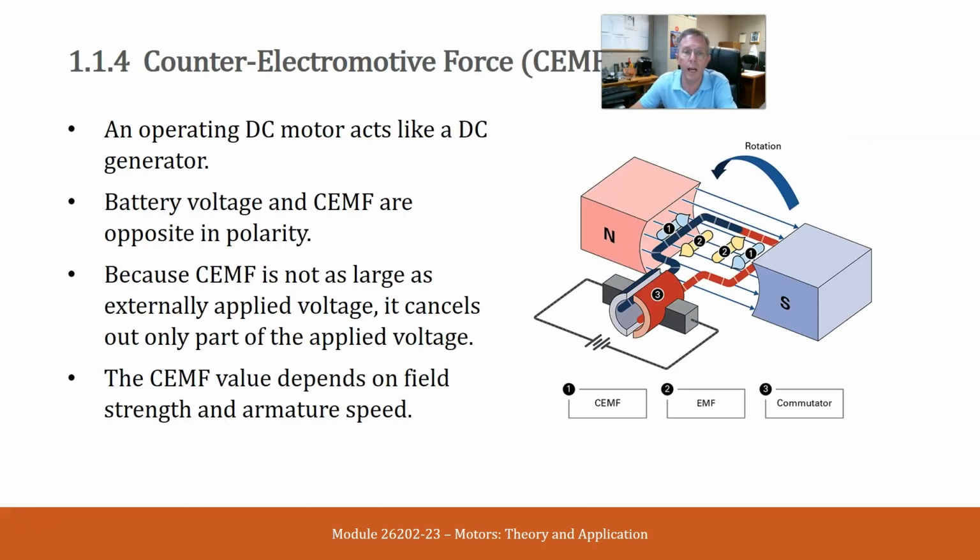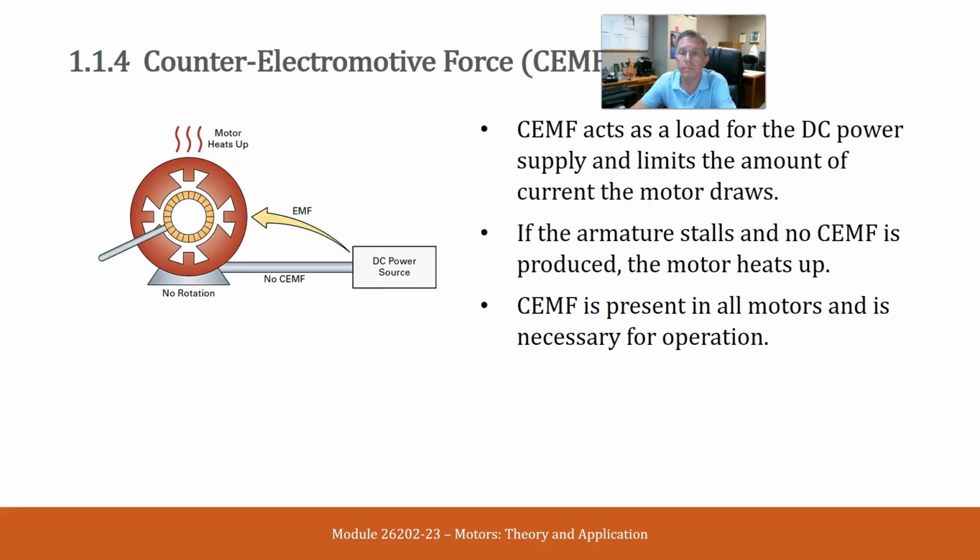An operating DC motor acts like a DC generator. Battery voltage and CEMF are opposite in polarity. Because CEMF, or counter-electromotive force, is not as large as externally applied voltage, it cancels only part of the applied voltage. The CEMF value depends on field strength and armature speed. CEMF acts as a load for the DC power supply and limits the amount of current the motor draws. If the armature stalls and no CEMF is produced, the motor heats up. CEMF is present in all motors and is necessary for operation.